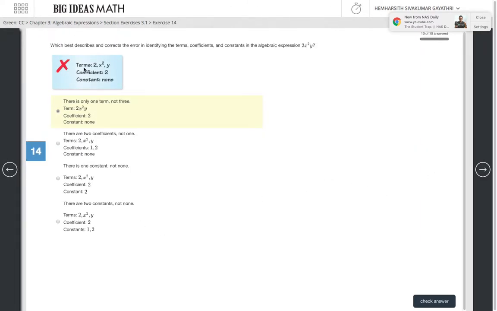Next one. It says, which best describes the errors identified in the terms, coefficients, constants, algebraic expression 2x plus 2y. Since they are all joined in one expression, it says coefficient 2 and constants are none. But they don't add a comma, so there's only one term, not 3. And there are 2 coefficients, not 1. There are 2 constants and not none. So it should be this. Check answer. And I got it correct.